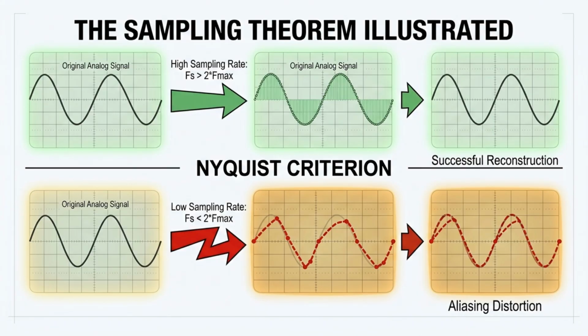In the previous lesson, we learned that a continuous signal can be converted into digital samples if the sampling rate is sufficiently high. The sampling theorem tells us that the sampling frequency must be at least twice the highest frequency contained in the signal. This condition ensures that the original waveform can be reconstructed accurately.